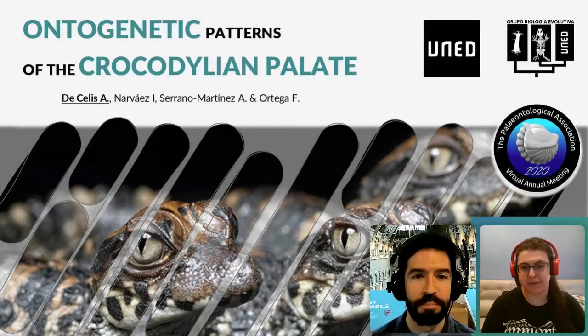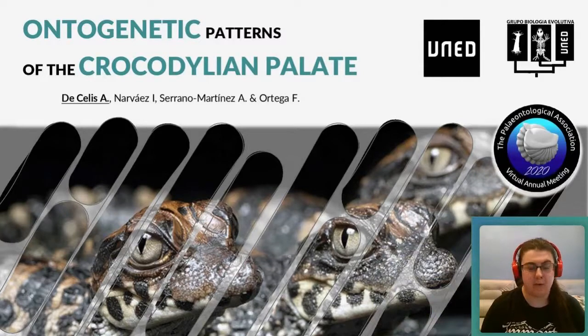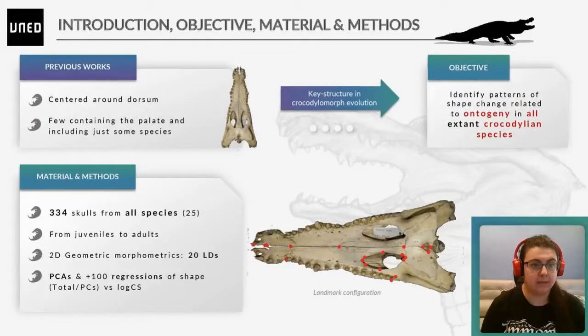Thank you. Hi, hello everyone. I'm going to talk a little bit about the shape changes that occur in the crocodilian palate during the ontogenetic process. Previous works were centered on the dorsal area of the skull, and in the few works that included the palate, only some species were analyzed.